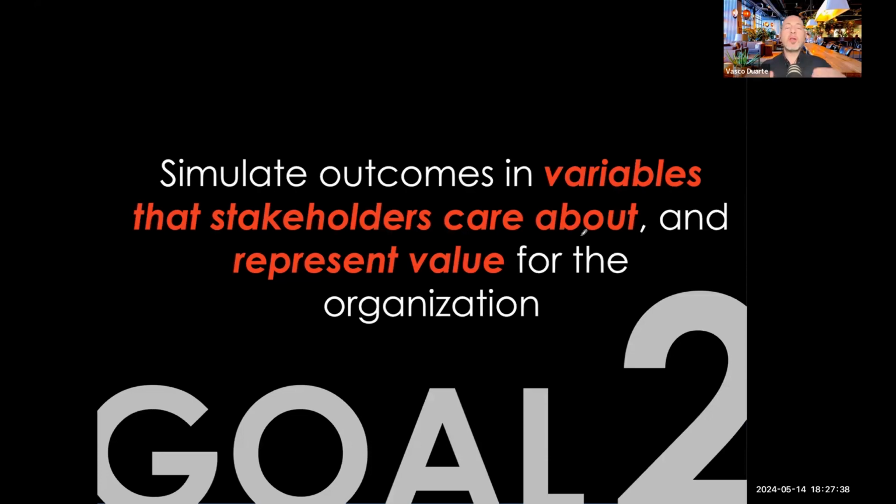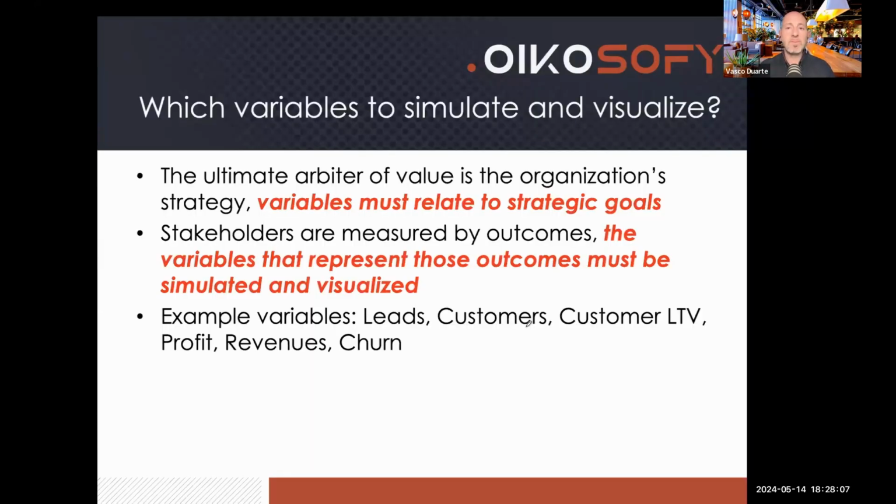Now, goal 1 talks about the importance of visualizing the outcomes, because visualizing the outcomes allows us to incorporate information and make decisions quickly. But the variables in which we need to visualize the outcomes need to be variables that the stakeholders care about and also represent value for the organization. I already hinted at this when I talked about the importance of having a crystal clear strategy.